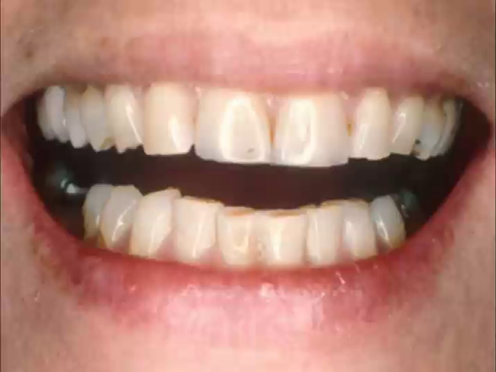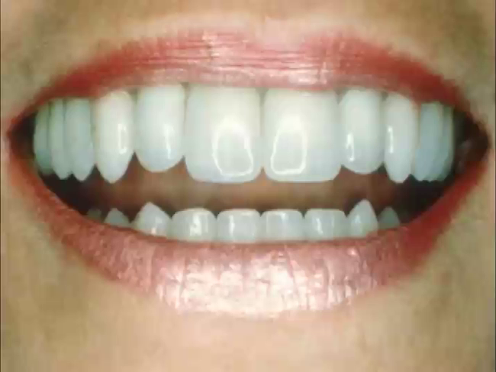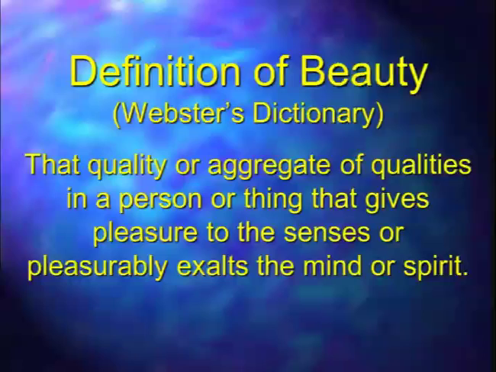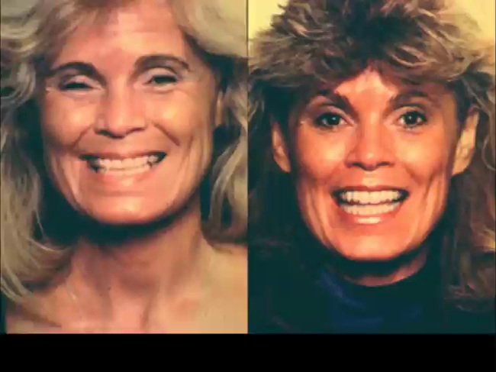There's no straight lines in nature, just big, biological, and beautiful. So what is beauty? Well, Webster describes it as the quality or aggregate of qualities in a person or thing that gives pleasure to the senses or pleasurably exalts the mind or spirit. And here we can see that we have a restoration of vertical dimension, release of centric relation, and look at the renewal of body and renewal of spirit as the eyes brighten up and there's a new revigoration within this patient.